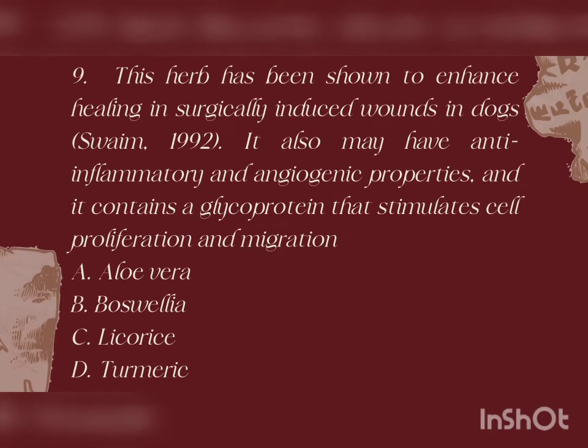Number 9. According to Swan in 1992, this herb has been shown to enhance healing in surgically induced wounds in dogs. It also may have anti-inflammatory and angiogenic properties, and it contains a glycoprotein that stimulates cell proliferation and migration. A. Aloe vera. B. Boswellia. C. Licorice. D. Turmeric.